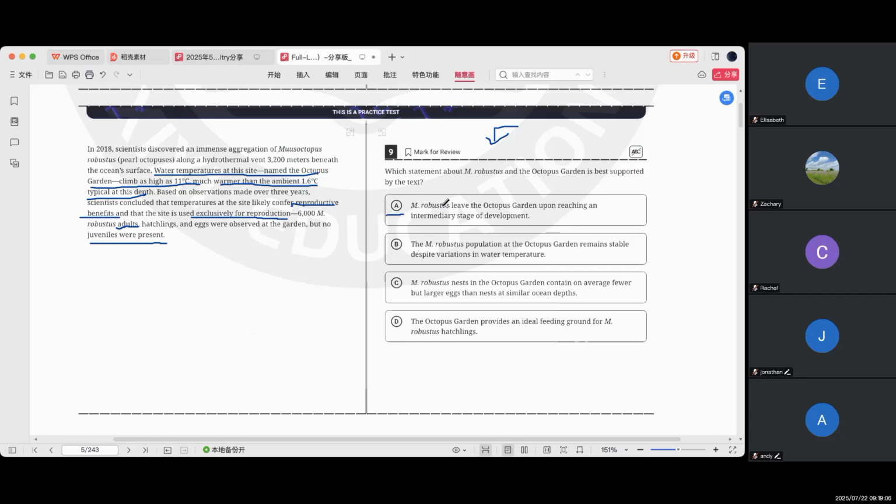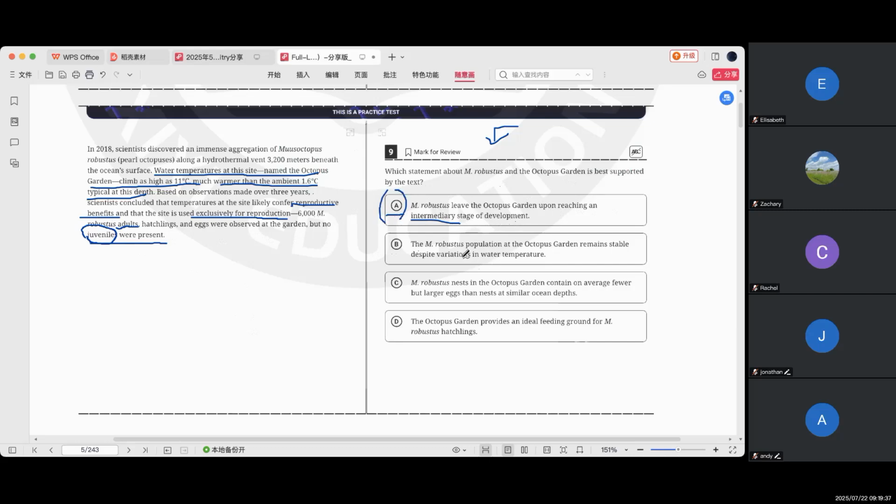Option A says this kind of octopus leaves the octopus garden upon reaching an intermediate stage of development. That is true because according to the passage, no juveniles were present, which means once they grow to a juvenile, they're going to leave the garden. And that's an intermediate stage, because once they fully grow to an adult, they're going to come back to this place and reproduce. So we're going to save A for now.